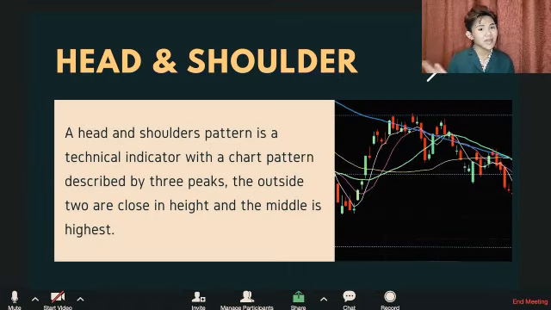Let's talk about the Head and Shoulders, not the shampoo, but the chart pattern. A Head and Shoulders pattern is a technical indicator with a chart pattern described by 3 peaks. The outside 2 are close in height and the middle is the highest. A Head and Shoulders pattern describes a specific chart formation that predicts a bullish to bearish trend reversal. The Head and Shoulders pattern is believed to be one of the most reliable trend reversal patterns.